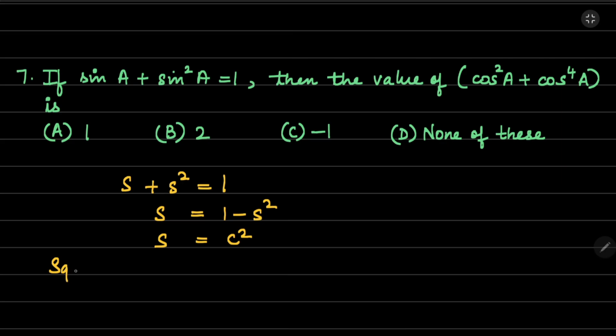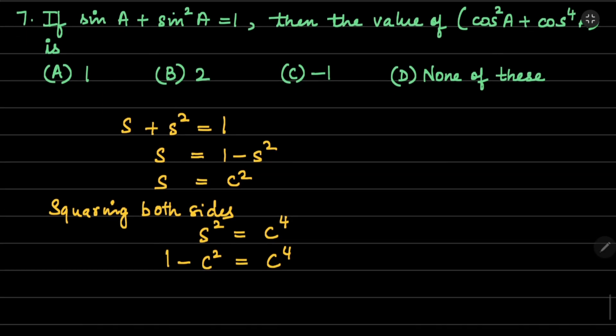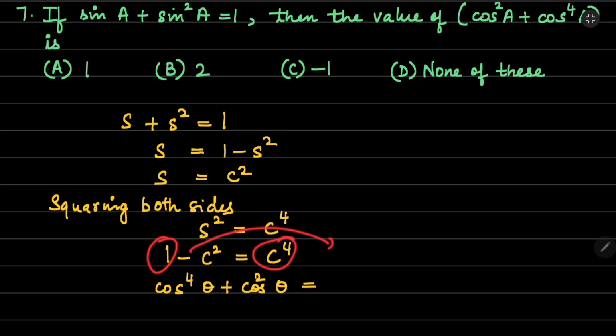Now, if I square again, if I take squaring both the sides again, what do I get? Sine square is equal to cos to the power 4, isn't it? What is sine square? Again, 1 minus cos square is equal to cos to the power 4. So if I take it to the other end, what will I have? Cos to the power 4 theta plus cos square theta is equal to just 1. So the answer is A.